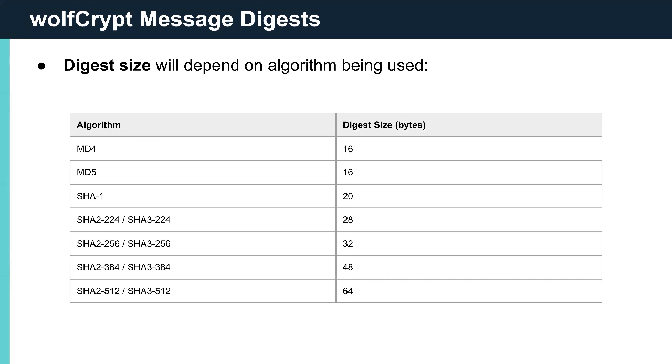Looking at digest sizes, here's what the digest size is per algorithm in bytes. MD4 is not really used much anymore. MD5 is becoming less used. SHA is 20 bytes, up to SHA-2 and SHA-3 512, which is 64 bytes.